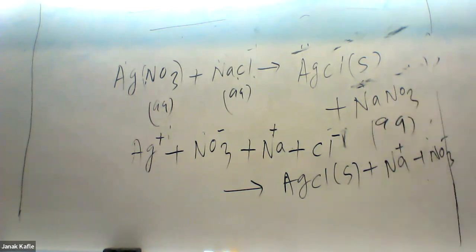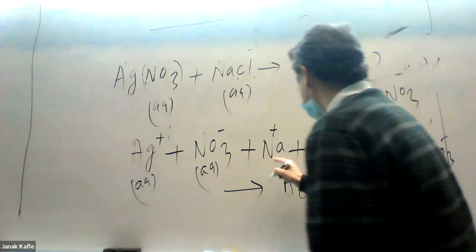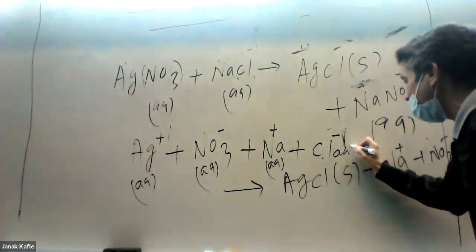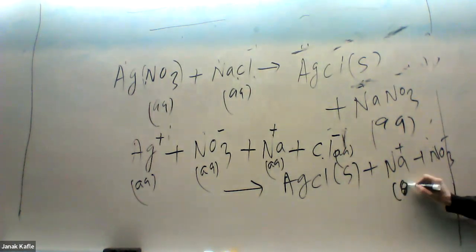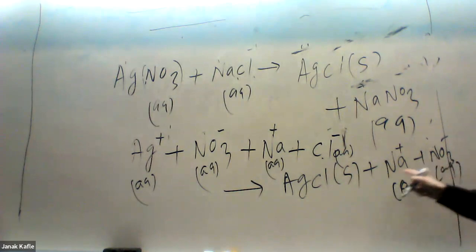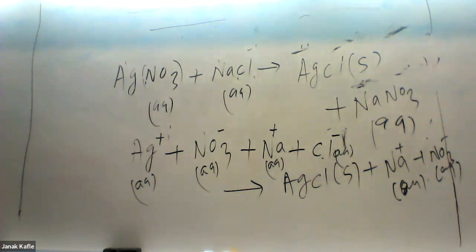So whatever is AQ, dissolved in water, I can break them. And Ag is in water, so I write AQ. This is also in water, AQ. This is in water, AQ. This is in water, AQ. This is not soluble, so I write solid. Na is AQ, and this is AQ. If you write this way, it is called a full ionic equation. Everybody got that? If you break all those soluble compounds into ions and write AQ, AQ, AQ, then this kind of writing is called full ionic equation. Everybody got that?